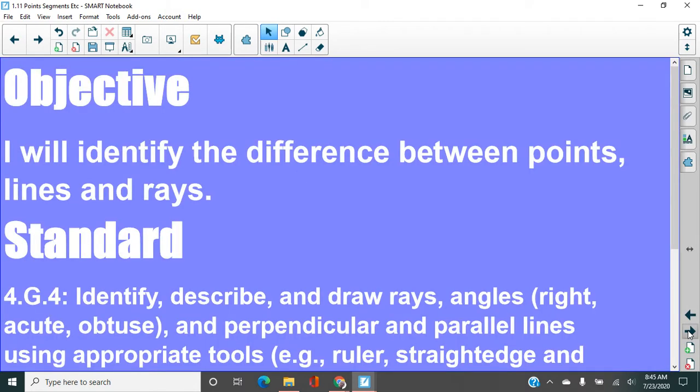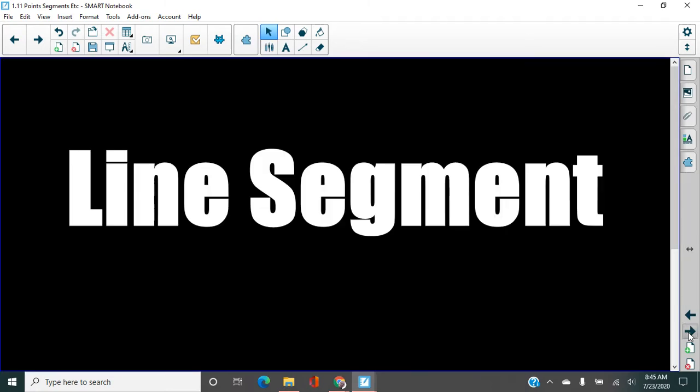So today we're going to work on identifying the difference between points, lines, and rays, and that goes with our geometry standard down here that leads us into rays, angles, and then perpendicular and parallel lines. So we're going to kind of start at the beginning with that.